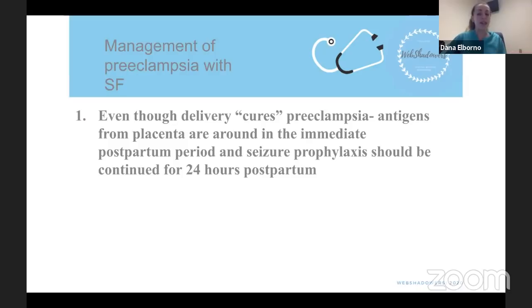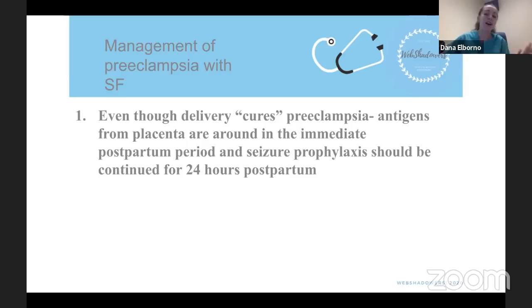We do even have cases of patients who did not have blood pressure problems during their delivery, but they actually develop blood pressure problems in the immediate postpartum period because of those antigens that get released with delivery. So it's something that we monitor for both intrapartum and postpartum.